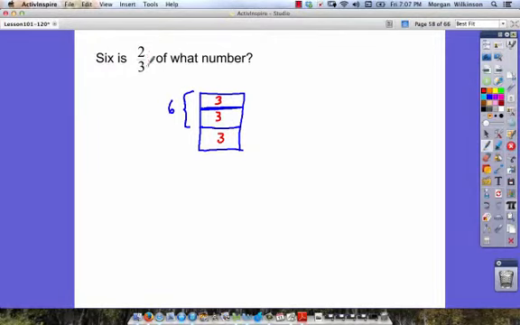So 6 is 2/3 of what number? Well, 3 times 3 is equal to 9, so we've got our final answer. This one's got no label, because it wasn't a word problem. We were just trying to figure out what the answer was given this information. Using a diagram box again is very helpful.